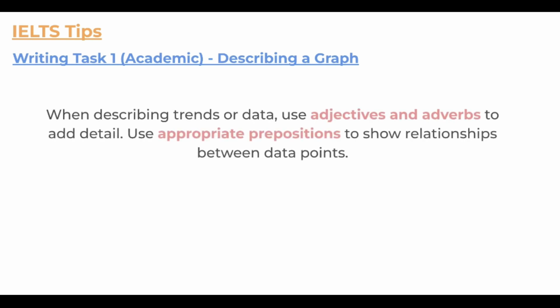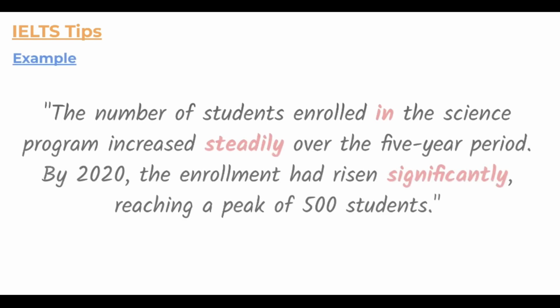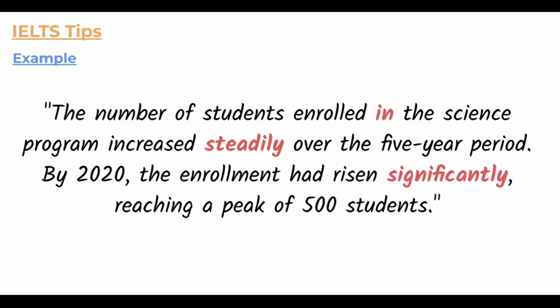If you're describing a graph, you can use adjectives and adverbs and appropriate prepositions to show the relationships as well. For example, we could have: the number of students enrolled in the science program increased steadily over the 5-year period. By 2020, the enrollment had risen significantly, reaching a peak of 500 students. So there we go, the words in red, we've got in as our preposition. Words like steadily and significantly, describing how something has happened, are adverbs. So that's really nice to use for our Task 1 as well.